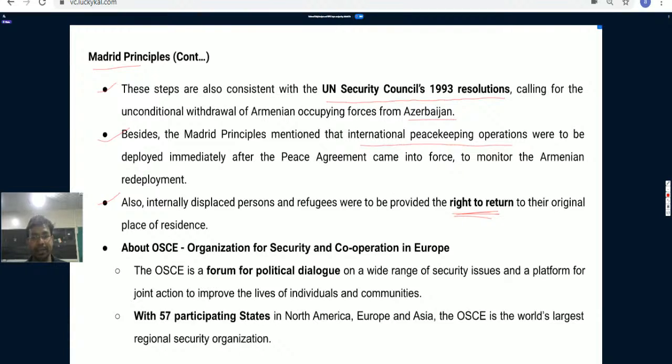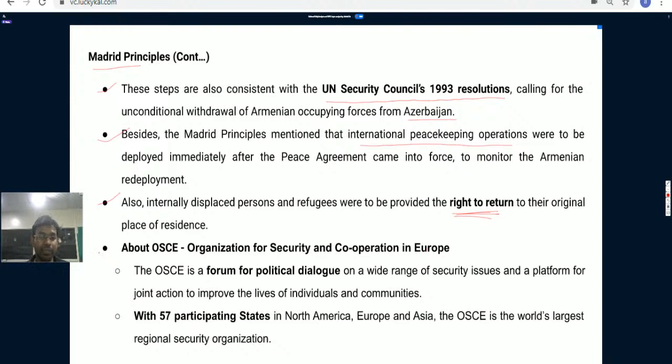Apart from this, the United Nations Security Council resolution was taken in 1993 that talked about this region being demilitarized by both countries. If they have their forces over there, they should take them away, and people should be given the right to return to their original place of residence. If they are from Azerbaijan, they should be given the chance to return to Azerbaijan. If they are from Armenia, they should be given the chance to return to Armenia.